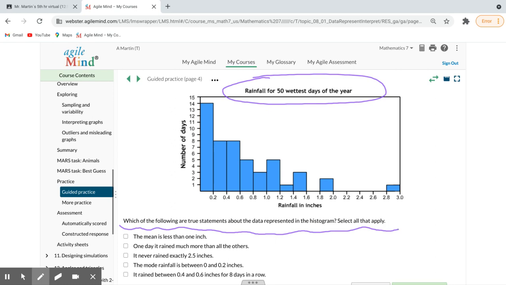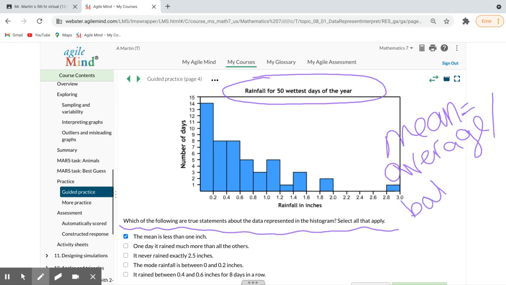I would say the first one is probably right. All right, let's talk about why it could be right. What are you noticing that makes you think this? The mean is the balance point. It is the balance point, and it's also known as the average. Average. Good.